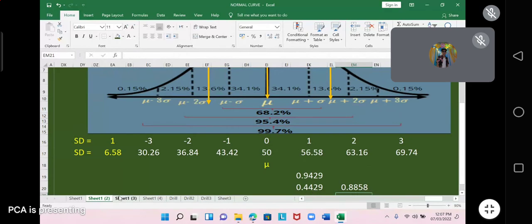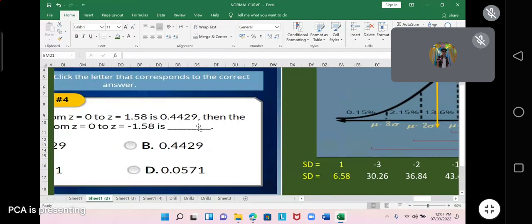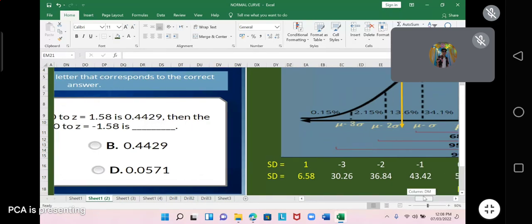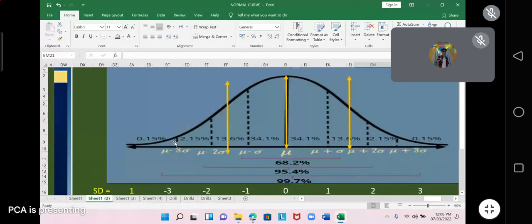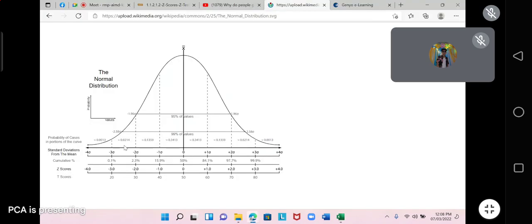Okay, naintindihan na? Kasi nagtataka ako, hindi lang pwedeng hulaan ito. There's no way that this 0.4429 can actually be guessed. Why? Because the areas there, the partition of that curve having this half and the other half, are so precise. Even the cumulative percentage there is so precise actually. Kaya hinahangaan ko siya.